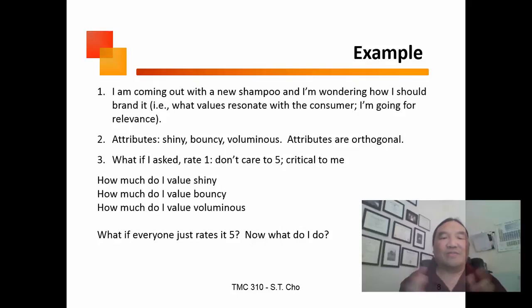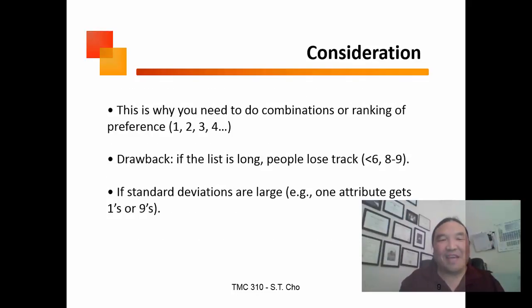So I use a Likert scale where 1 means I don't care, and 5 means it's critical to me. And so if I asked a question, your standard survey, saying how much do I value shiny, how much do I value bouncy, and how much do I value voluminous, everybody will just say 5, 5, 5. And it's kind of like, where does that get me? Okay, everything counts. And this is why you do combinations of features. And by the way people rank it, they will rank it according to a certain pattern. And the math will pull out which of those and how much they actually mean.